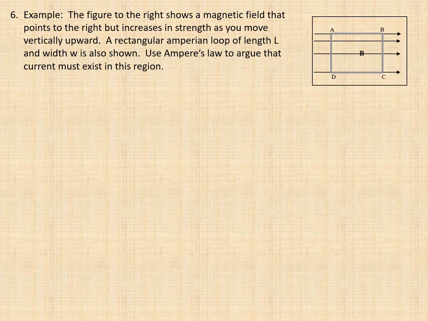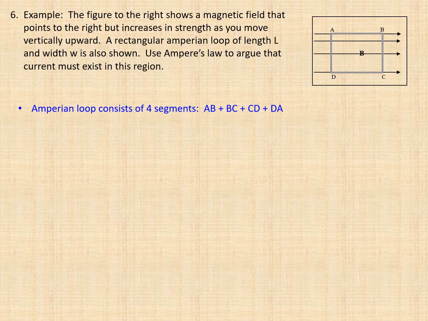So the Amperian loop, that is the integration path, has been chosen for us. It's the gray rectangle shown in the figure. And you can see that the field is not a uniform field, but rather increases in strength as you move up vertically. Remember that according to the field line model, as the field lines become more concentrated, the field becomes stronger in that region in space.